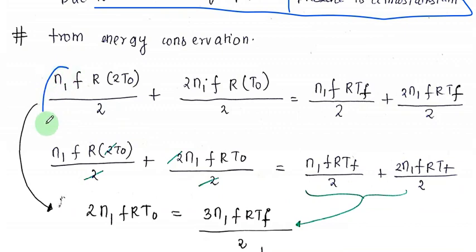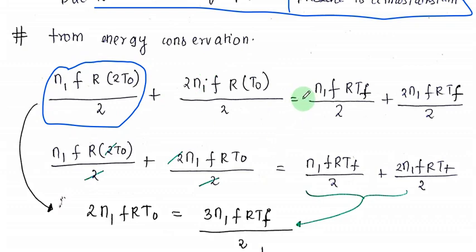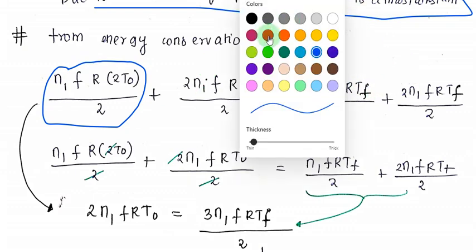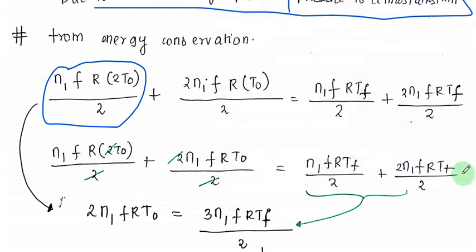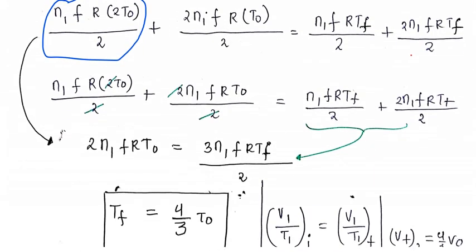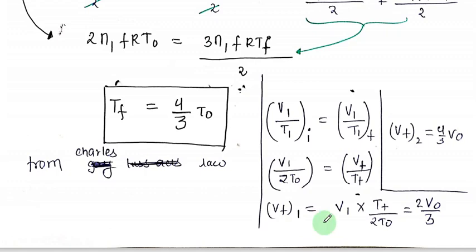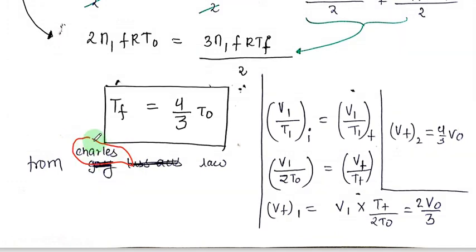n1 nf R T by 2, that is the internal energy. We just find the sum of internal energy initial and the sum of internal energy final, and then we equate them to get the value of the final temperature. So the final temperature can come as 4 by 3 T naught. Earlier I had written Gay-Lussac's law, that's why I got it.